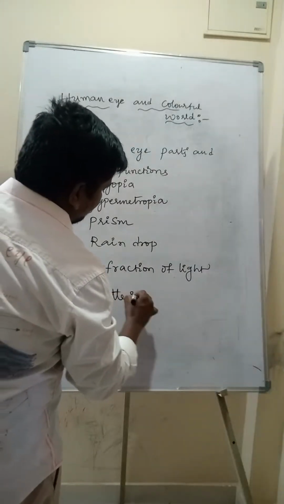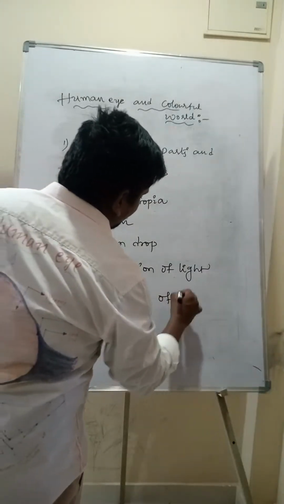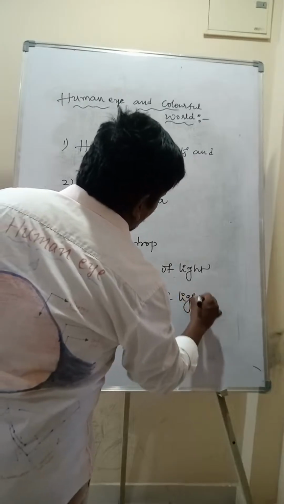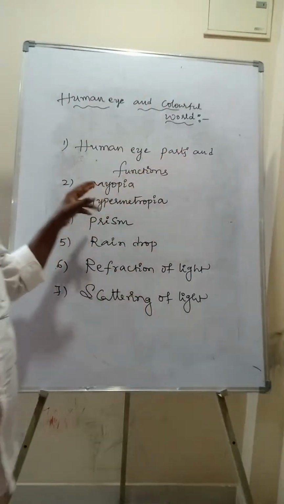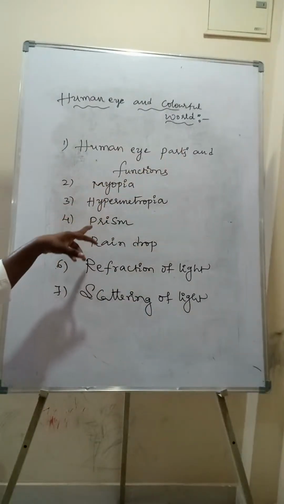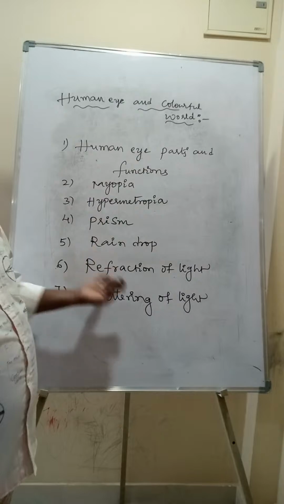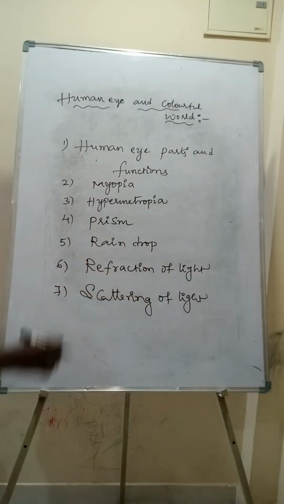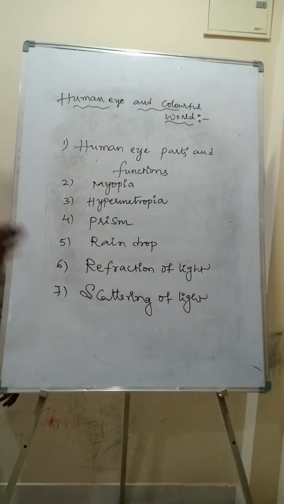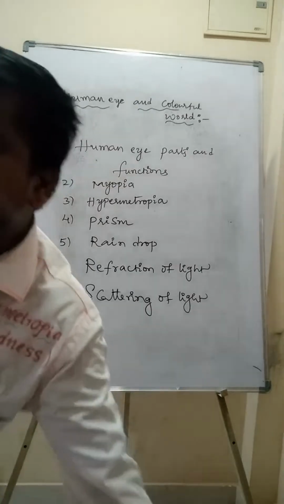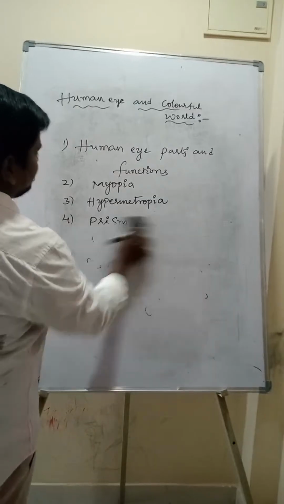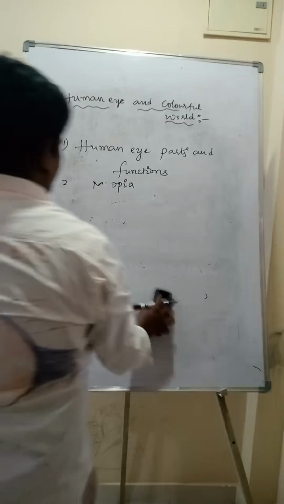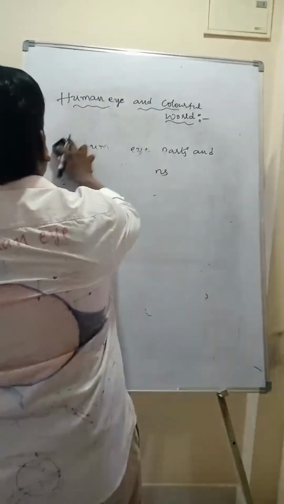Scattering of light. So we'll discuss all these seven points: human eye parts and functions, myopia, hypermetropia, prism, raindrop, refraction of light, scattering of light. So these points we'll discuss intensely. So now we can see, we'll go with the human eye parts and functions.